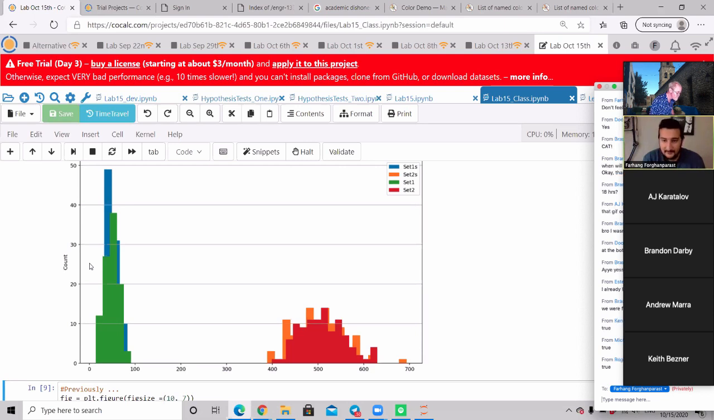Different distribution or just different in general? Okay. At this point, my statement is set 1 and set 2 are different. Okay, true. My other assertion is set 1 and set 1S are similar.